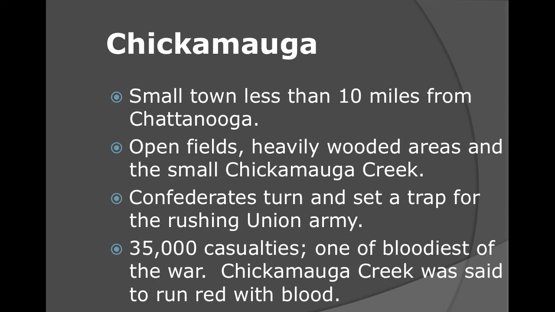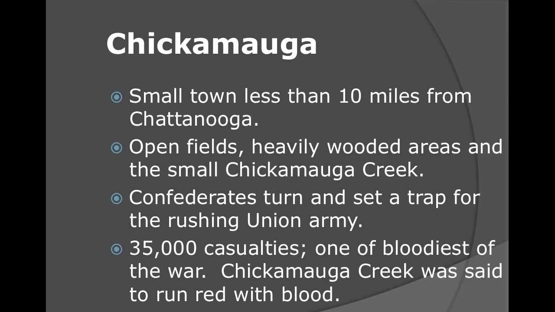About 10 miles from Chattanooga is a little town in North Georgia called Chickamauga, and the Confederate Army had decided to turn. They chose the battlefield, they chose the ground on which they wanted to fight, and so they just decided to sit and wait in the open fields and the heavy wooded areas around Chickamauga, and the Union Army just ran right into the Confederates. And not being set up and prepared at all. The trap had been set, and the trap was sprung.